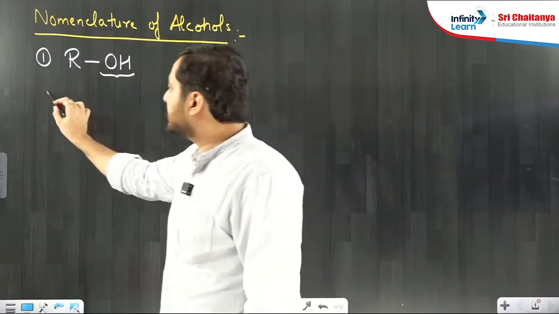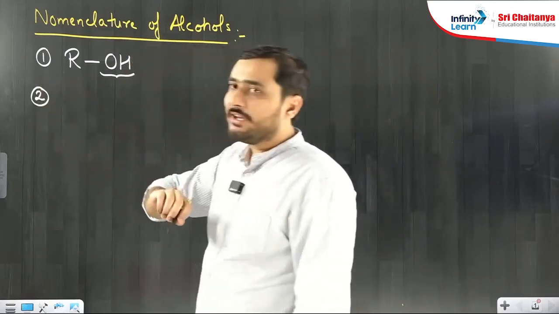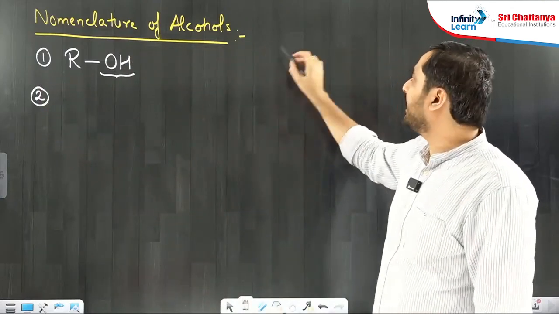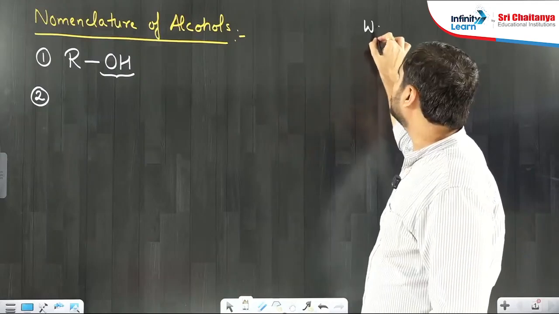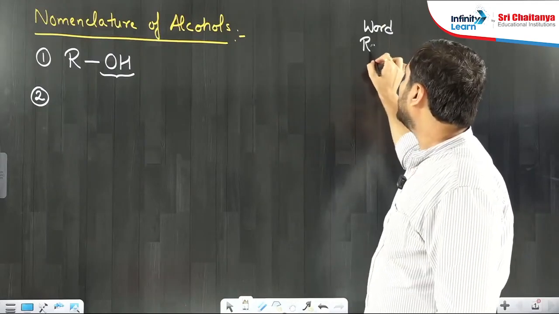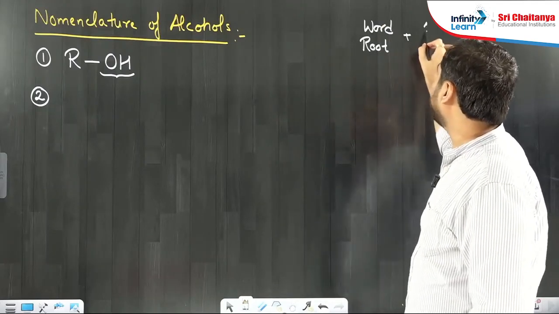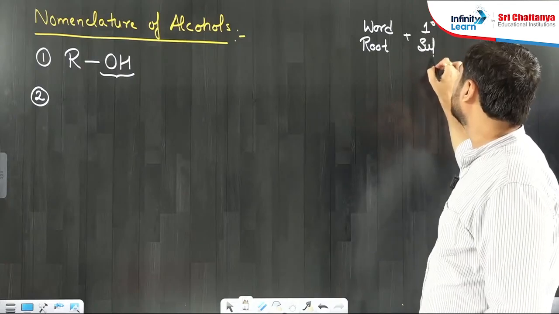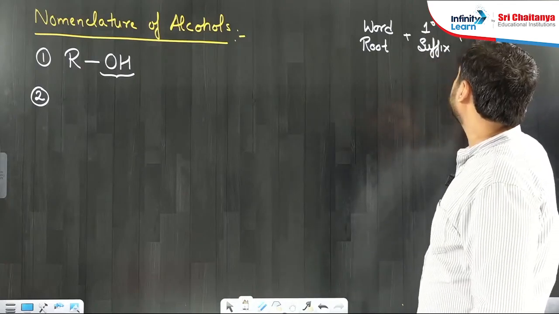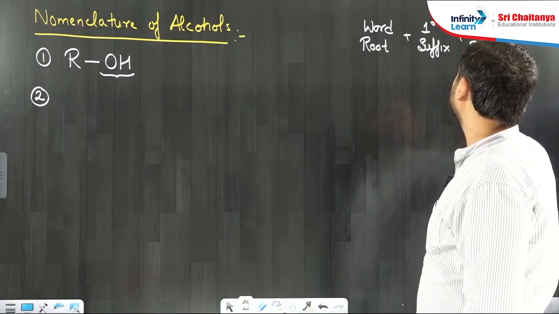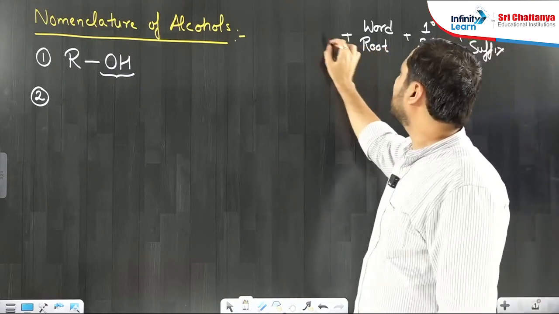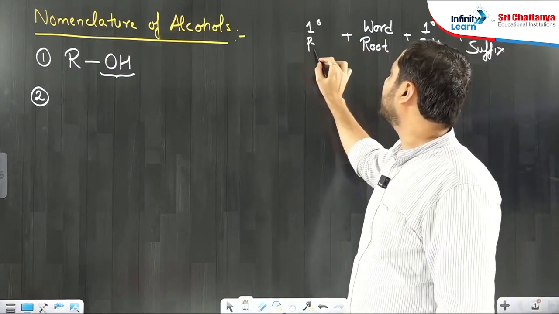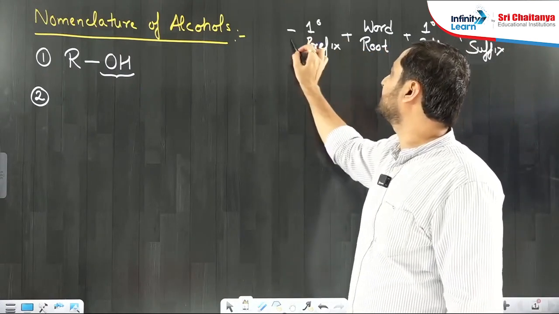Okay. Now second is, when we are writing the complete name, what we write in middle? Word root. After word root, what we write? Primary suffix. After primary suffix, what you write? Secondary suffix. And before word root, what we write? Prefix. Primary prefix and secondary prefix.